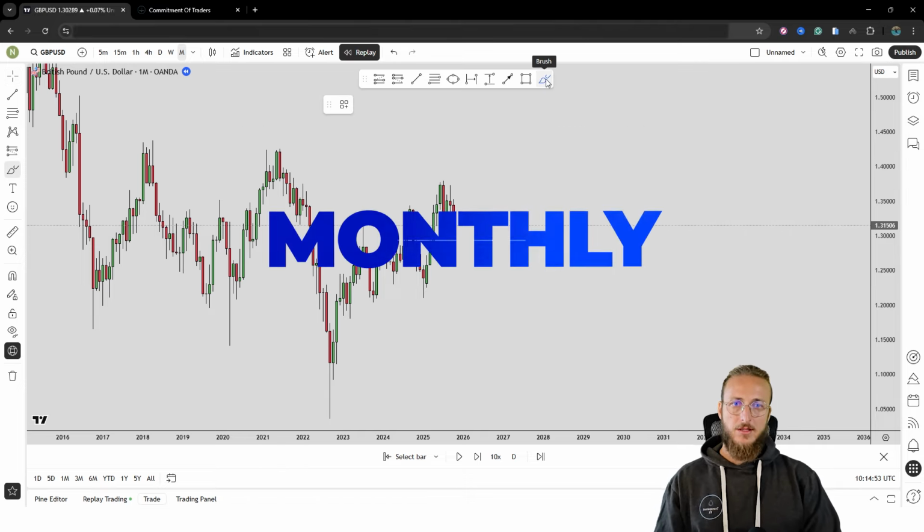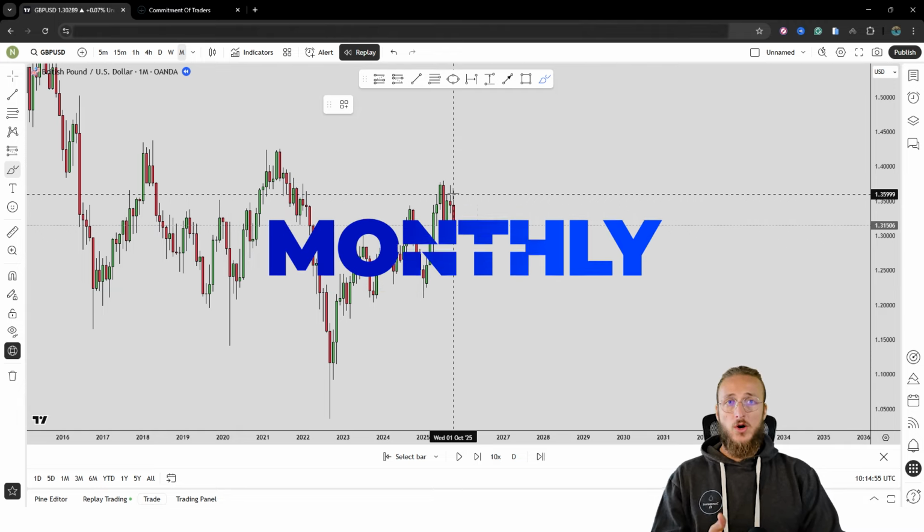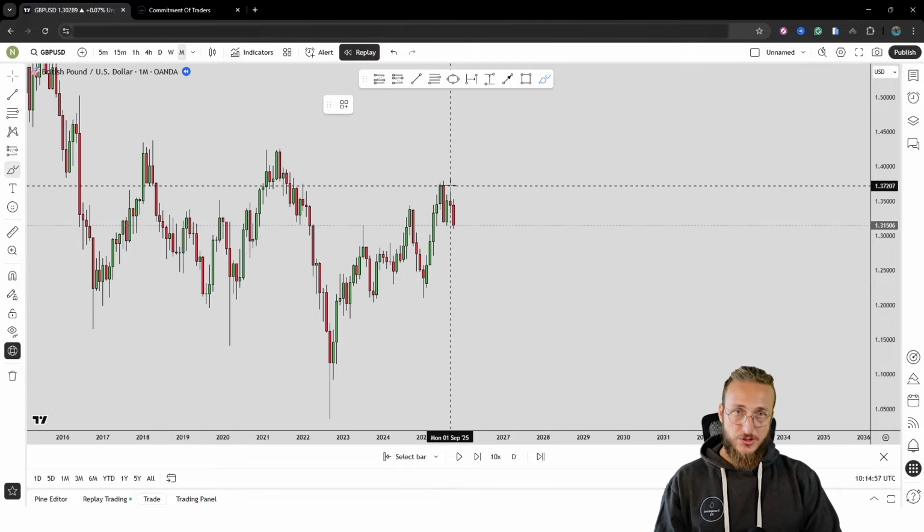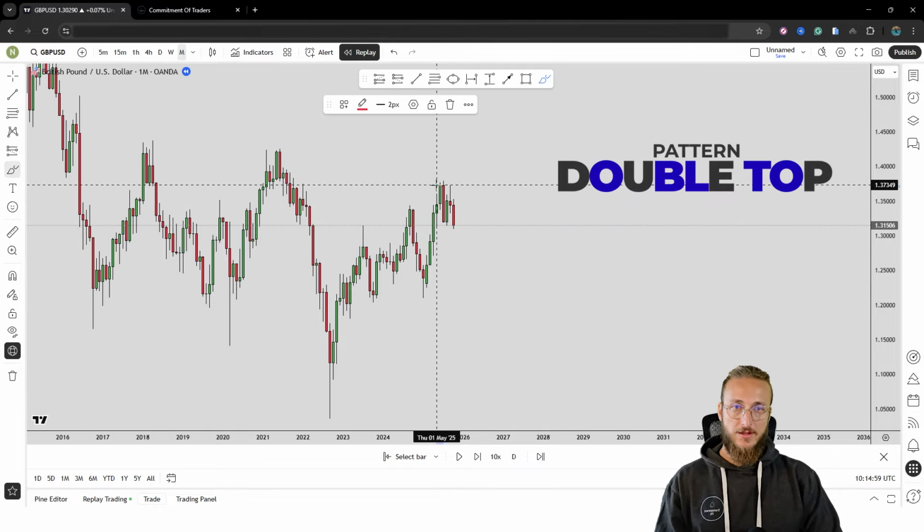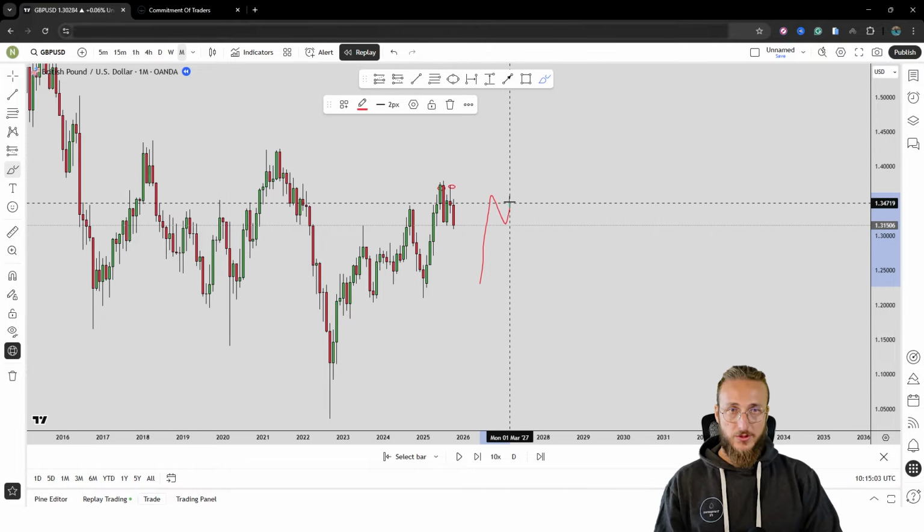Well, here on the monthly time frame, the situation we had was of a market which had just created a double top. We had the first top here. The second top was here when the market failed continuing higher.